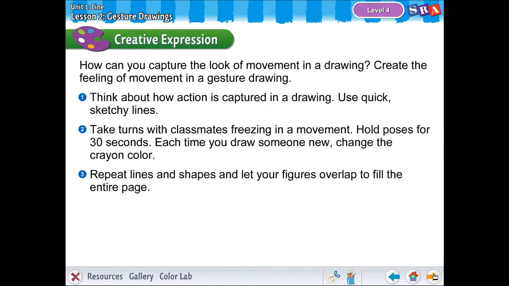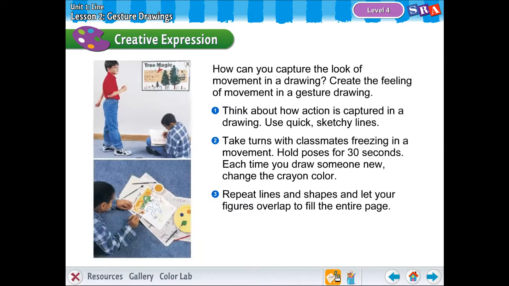So I want you to do a little sketch for me. Use some sketchy lines. You can take turns with someone in your family and have them pose, or you can make up a pose in your mind, or you can look at yourself in the mirror. Or you can just draw your own and repeat the lines and shapes over and over again to let your figures overlap and fill the entire page.